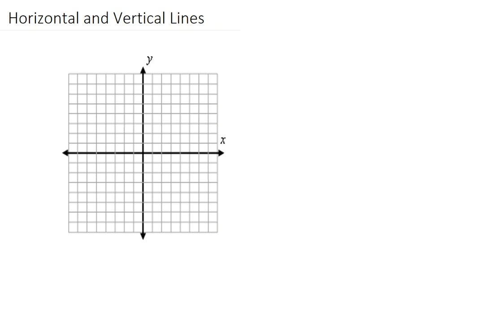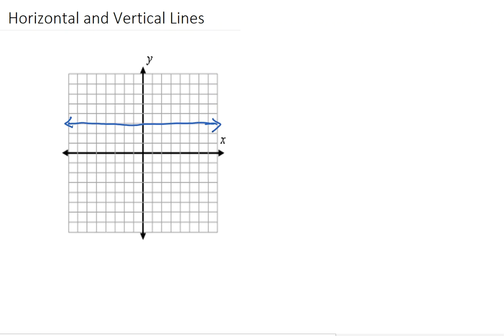In this video, I'm going to go over horizontal and vertical lines, what they look like as a graph, and what their equation looks like. So first of all, let's start with a horizontal line as a graph. I'm going to draw here a horizontal line. Horizontal is flat like the horizon.